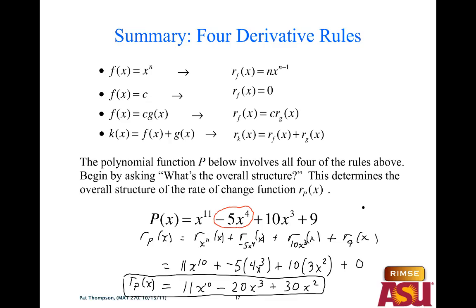So using the limit definition on this would be a nightmare. X plus h to the 11th, x plus h to the 4th, multiplying those out and solving. This is why we want these fast-tracked rules, so that in less than a minute we can write down the exact rate of change function.